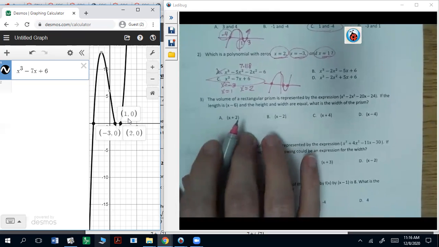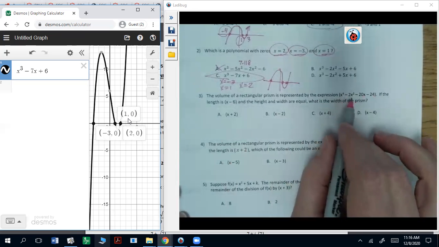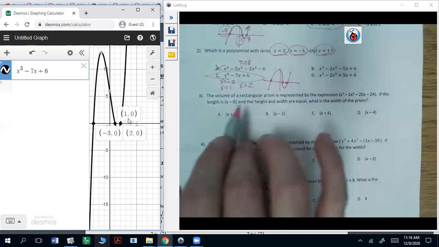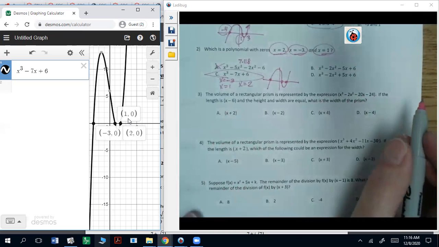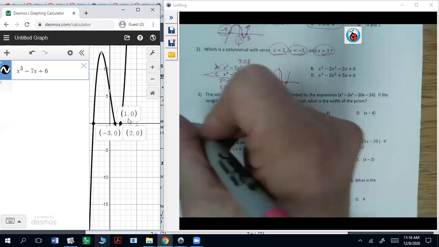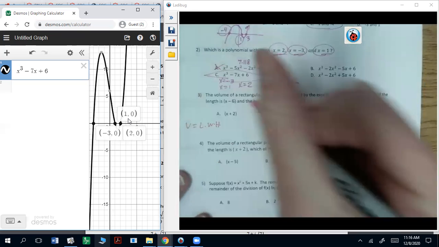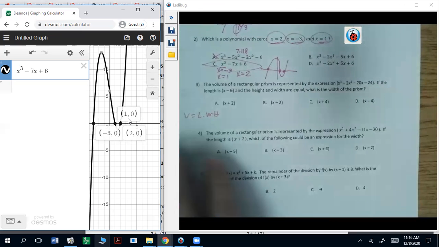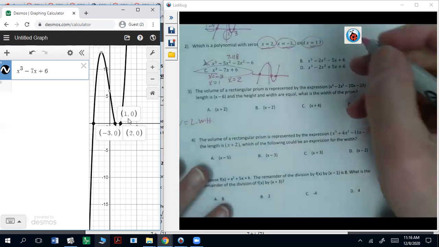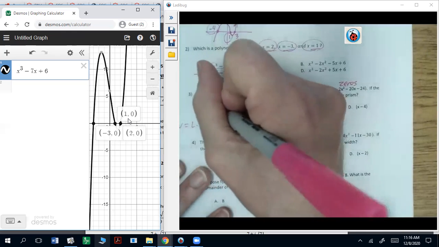Question 3, the volume of a rectangular prism is represented by the expression x cubed minus 2x squared minus 20x minus 24. If the length is x minus 6 and the height and the width are equal, what's the width? Volume is length times width times height. So what we can do on this problem is graph that and get the zeros. See, these are factors. So this is one factor.